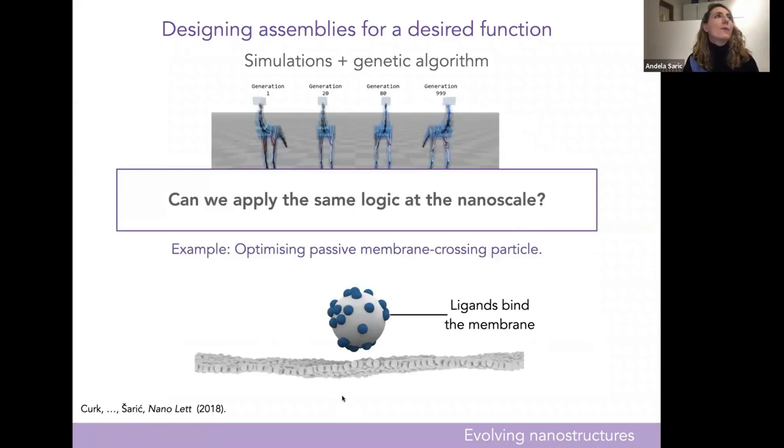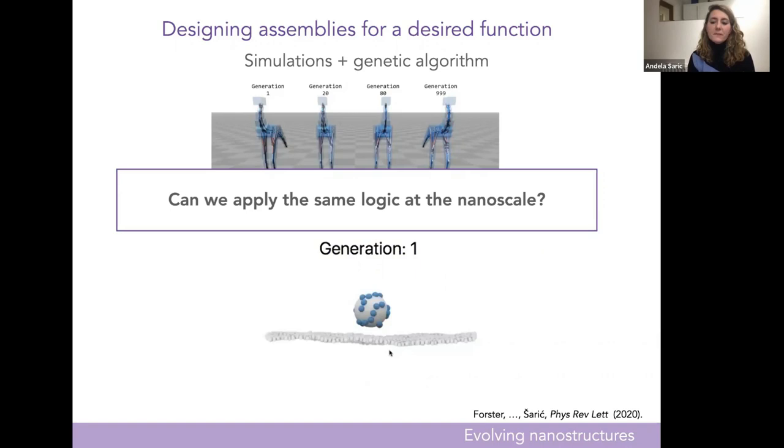And my idea was to give a filament to the system and evolve it such that it divides a cell in two, which is of course too ambitious for the first project. So we scaled down to something simpler. So I start with a particle that's covered in ligands, and I ask my algorithm to evolve me a structure that passes through the membrane the most quickly and the most efficiently. So I don't change the number of ligands, I just change their arrangement. So the thermodynamics is the same. The only thing that changes is basically kinetics. And I'll show you what happens.